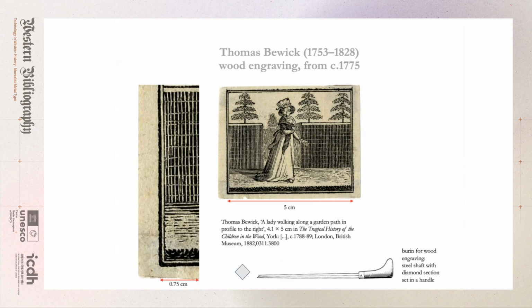From about 1775, the English engraver Thomas Bewick introduced woodblocks sawn across the grain in a new process called wood engraving. He could create much finer lines and more subtle tonalities than in woodcuts by engraving with a burin, a tool common in metal engraving, which tool will be discussed later on.